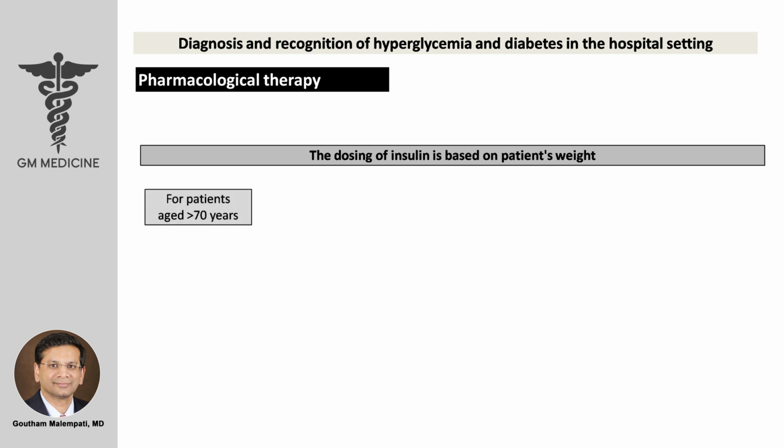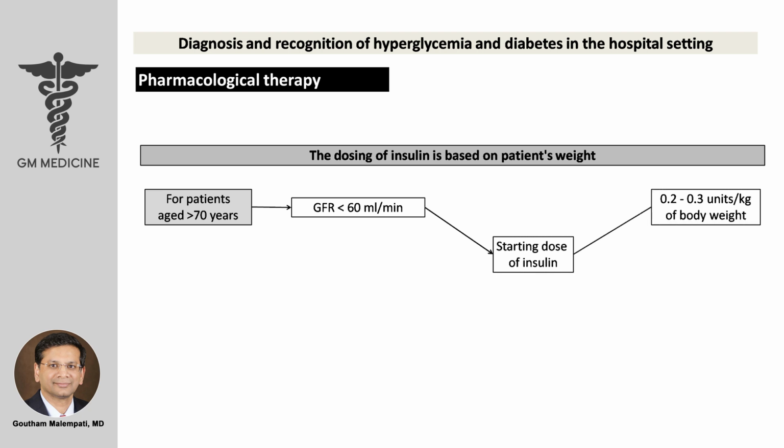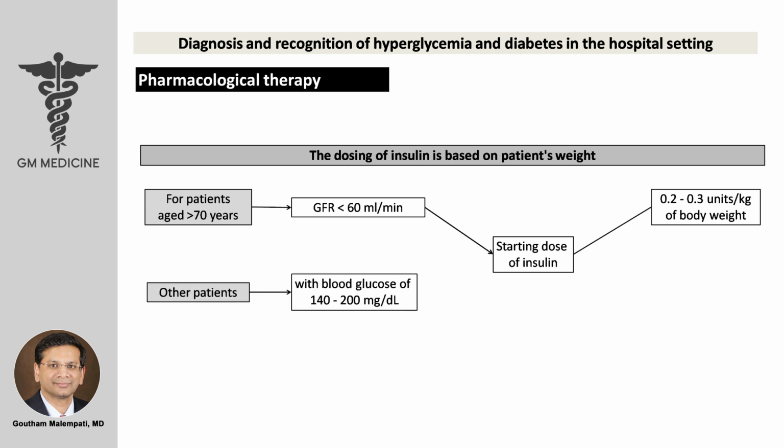For patients aged greater than 70 years and if their GFR is less than 60 ml per minute, the starting dose of insulin is 0.2 to 0.3 units per kg of body weight. For all other patients with blood glucose of 140 to 200 milligrams per deciliter, the starting dose of insulin is 0.4 units per kg of body weight.